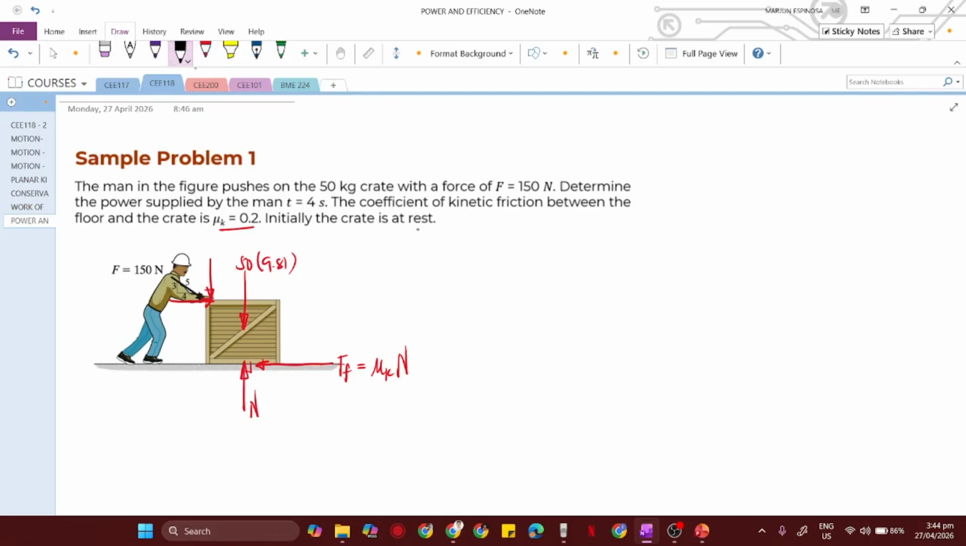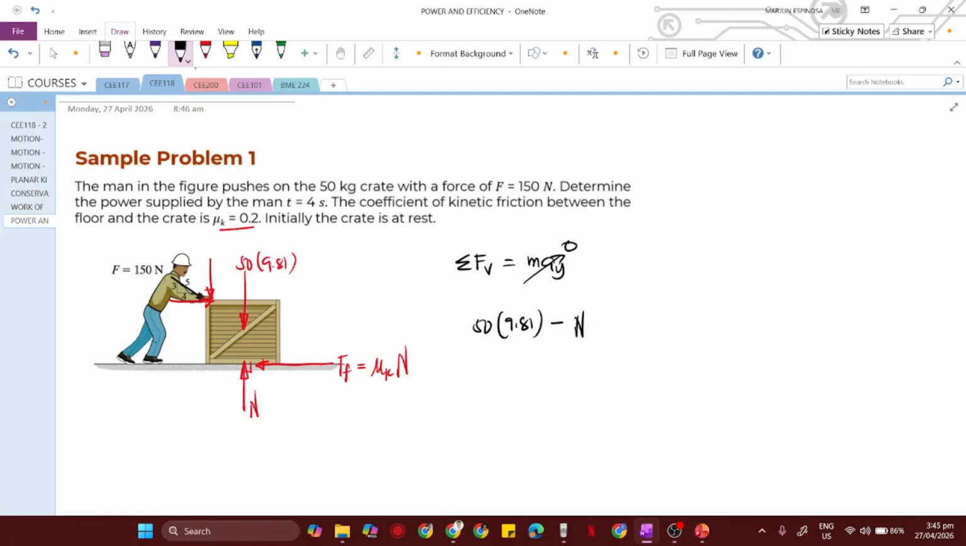Okay, so what we can do is solve muna the value of that n. So we can sum up the forces along the vertical, no? Equate that to 0, kasi wala namang movement sa vertical, so therefore equate that to 0. Basically, that is mass times acceleration along y, but we still don't have movement along the vertical, so 0 yan. Okay, so we have here 50 times 9.81 minus n, no?